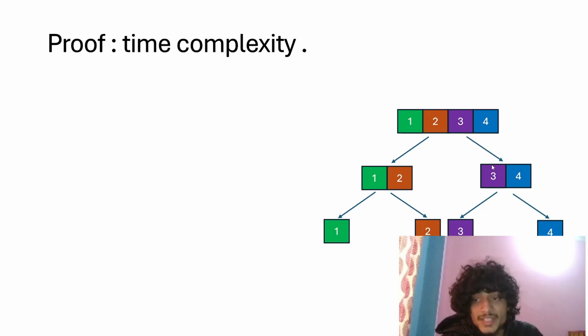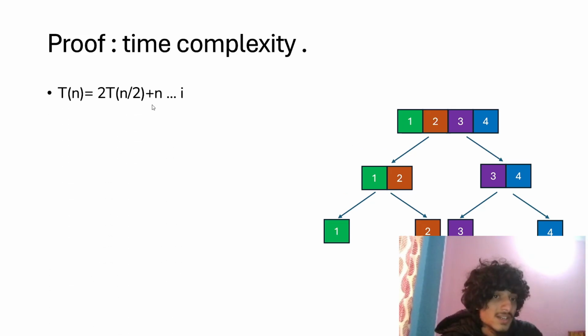This is the right subtree. And to find the total time complexity, if we know the time complexity of the left subtree, right subtree, and the root, we can sum up all the time complexities to find the total time complexity. As you can see here in the recurrence relation, this is the time complexity taken by the root, and these two are the time complexity of the left subtree and the right subtree.